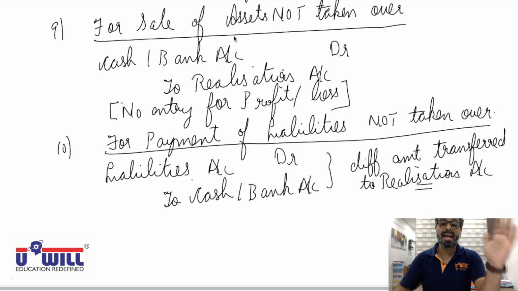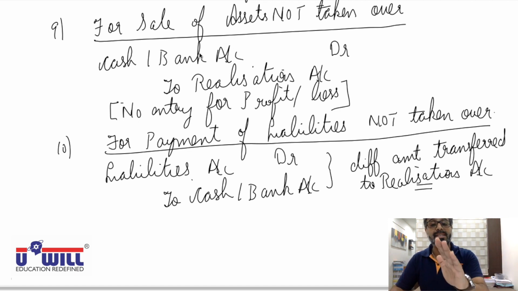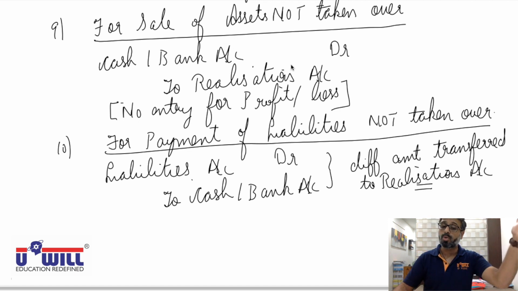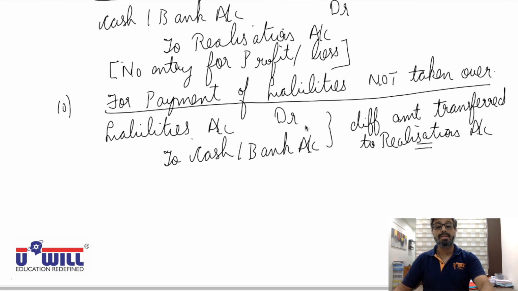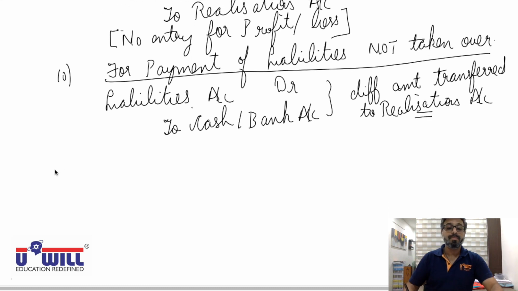Sale of assets: cash or bank to realization, not assets, because assets are already closed. But payment of liabilities: liabilities to cash or bank, because liabilities are still not closed, they exist in the books of accounts.